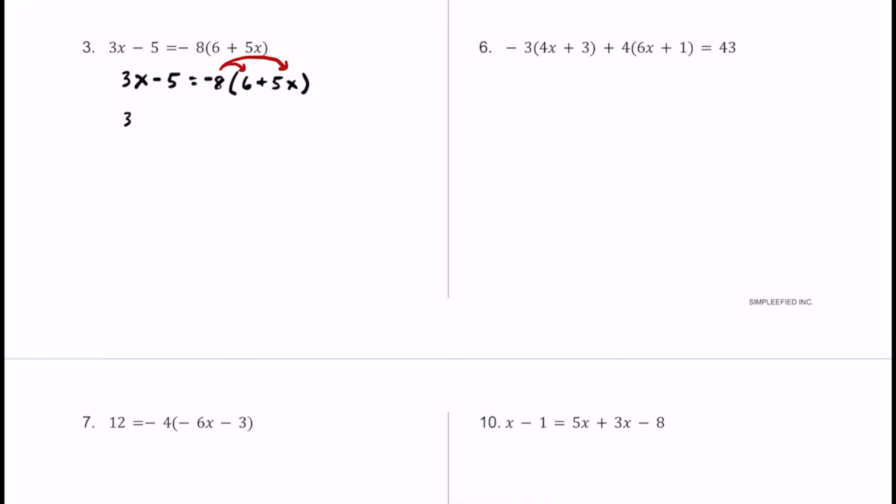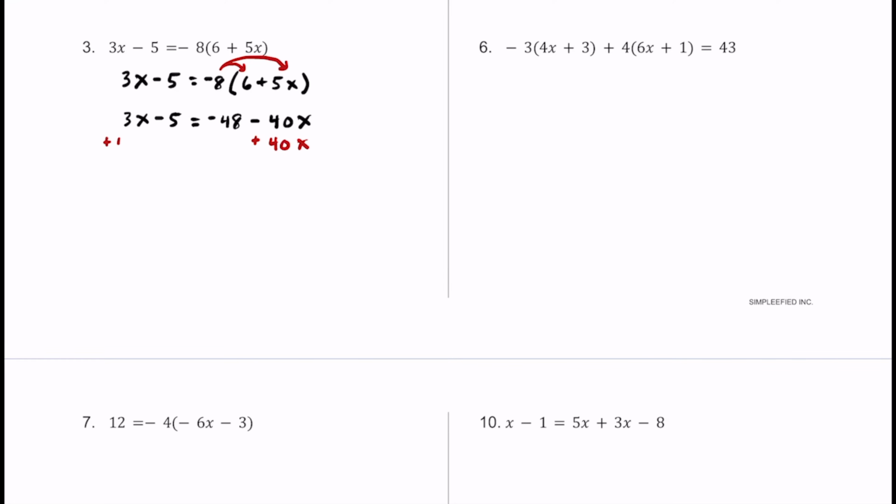So on the left side, we still have this 3x minus 5. On the right side, if we multiply this negative 8 times 6, that's going to be negative 48. Go ahead and write that down. And then if we distribute this negative 8 multiplied by positive 5x, that's going to be a negative 40x. Okay, cool.